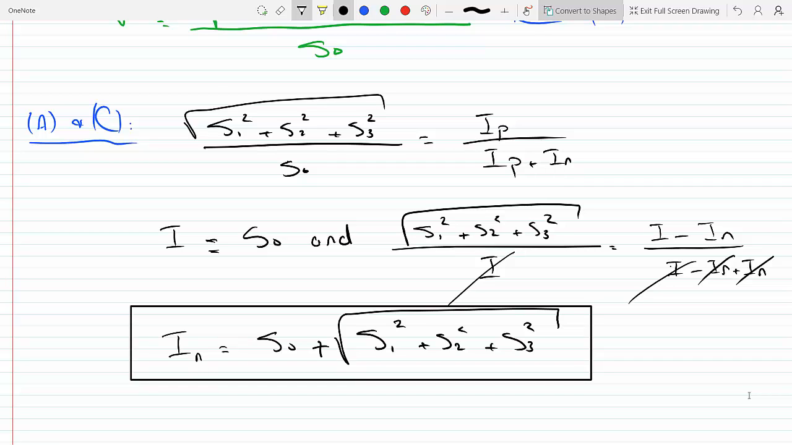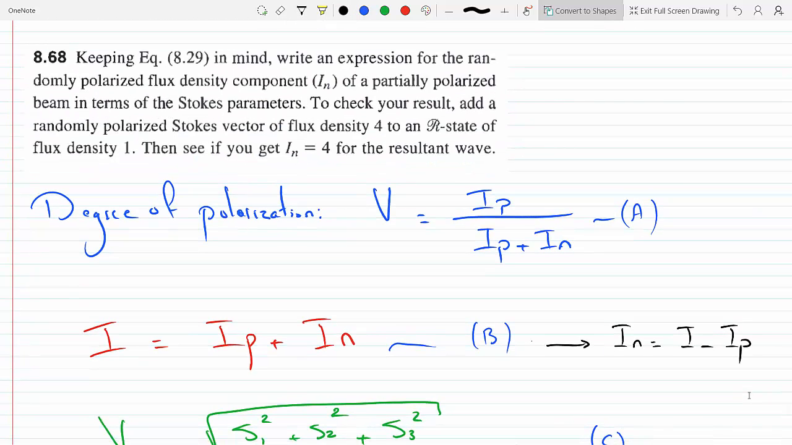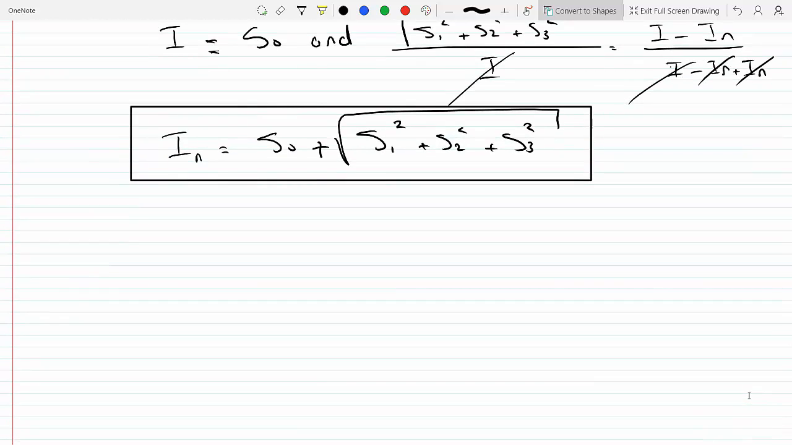So this is the expression for the randomly polarized flux density component of a partially polarized beam as a function of Stokes parameters. Now it says add a randomly polarized Stokes vector of flux density 4 to an R state of flux density 1 and see if you get IN equals 4. Well, let's check it out. For a randomly polarized beam of flux density 4, what would the Stokes parameters be?